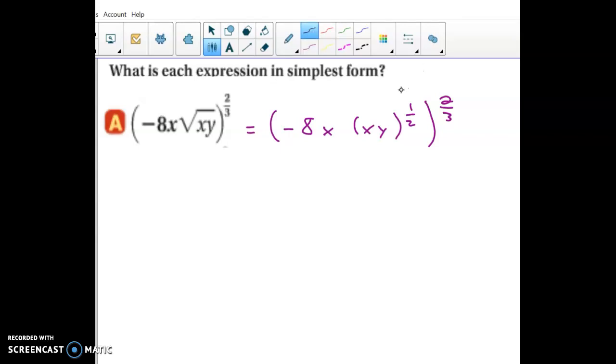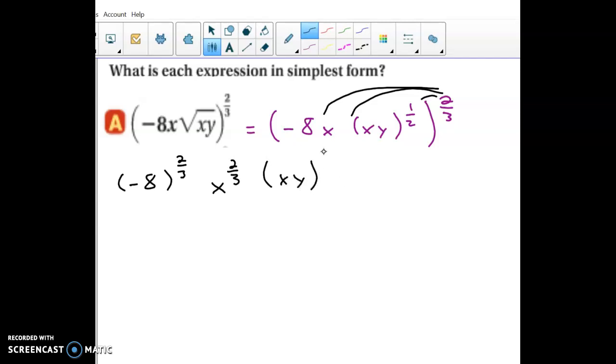Okay, so next up, we're going to distribute the exponent. You wouldn't have to do the steps in this order, but to me, this is what would be the logical next step, to distribute that. So all the bases, the 8 gets it, this x gets the 2/3, and then the little xy grouping there, that's to the 1/2 power, and now that's going to get raised to the 2/3.